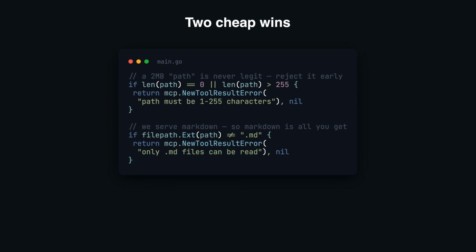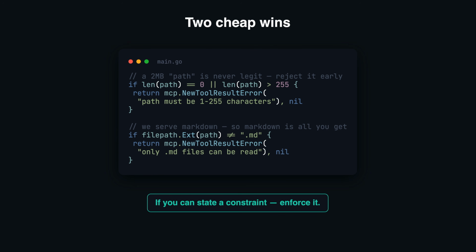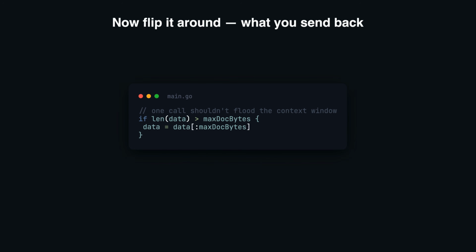And second, we allowlist what we can. Now, this tool only serves Markdown, so it's .md files only. Now, if you can state a constraint, you should enforce it in code. Now, let's flip things around and look at what we're sending back.